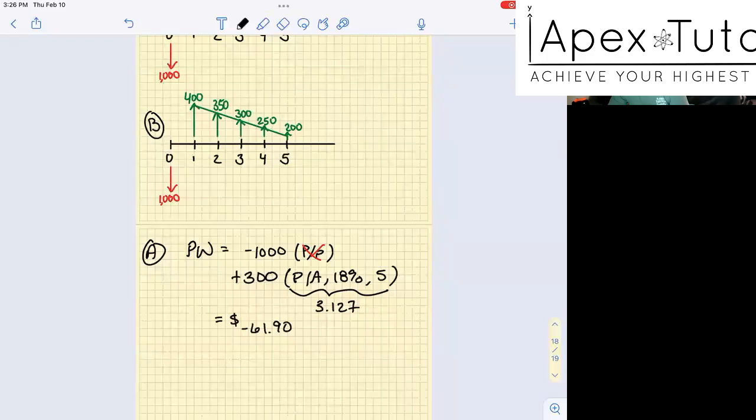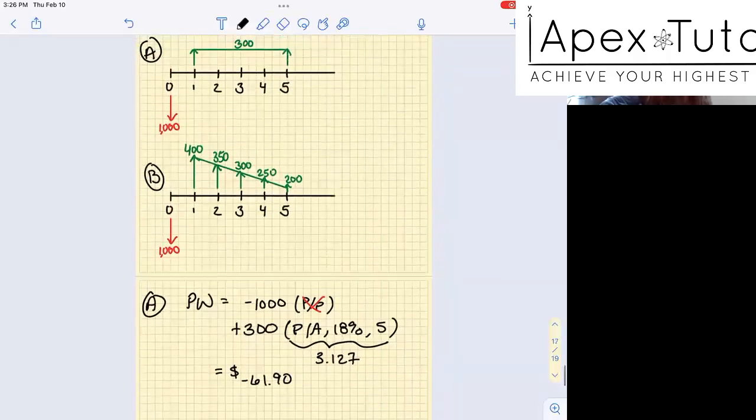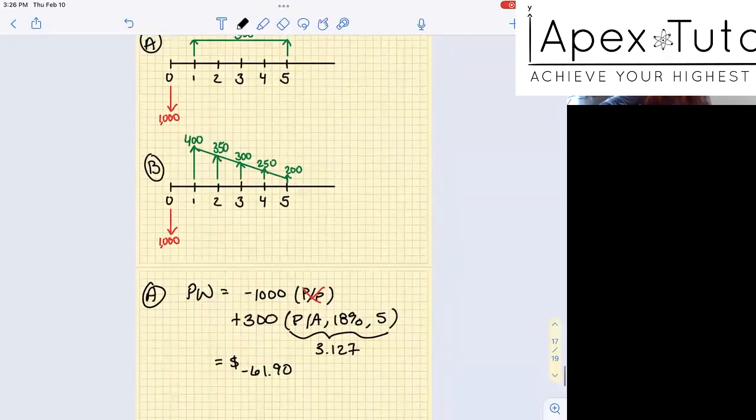Quick question. I think I missed P over P for the negative 1,000. Mm-hmm. That's why it cancels out. Oh, okay. I see. Never mind. Yeah, it's already a P and we want a P, so we don't need to convert it at all. Other questions?